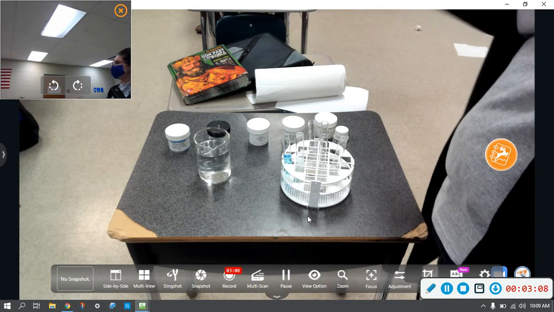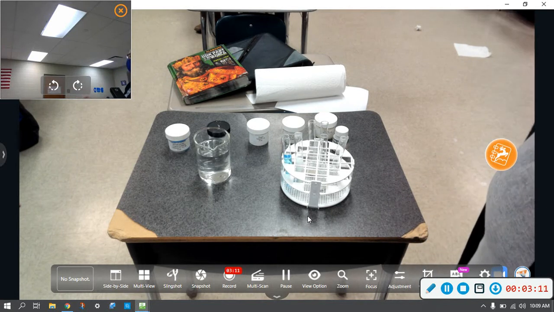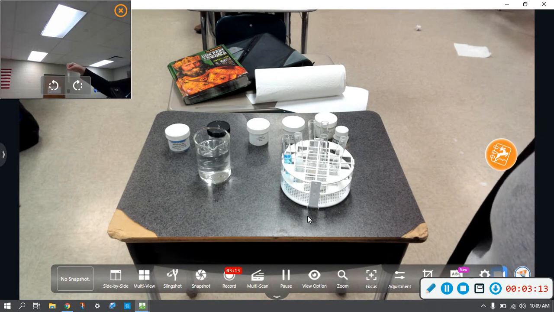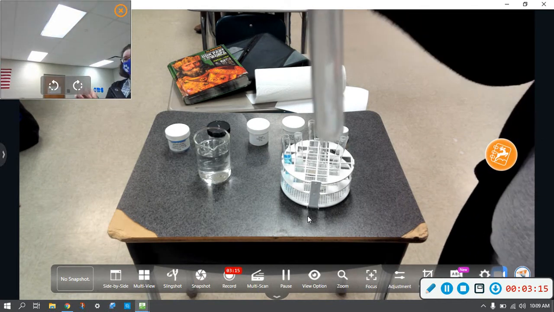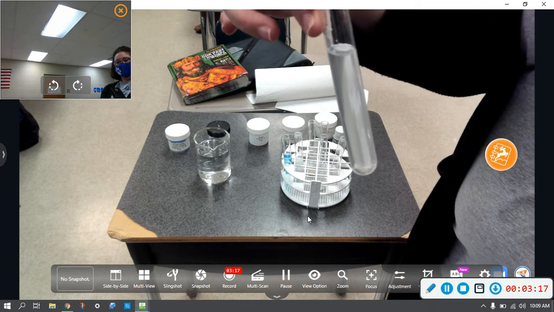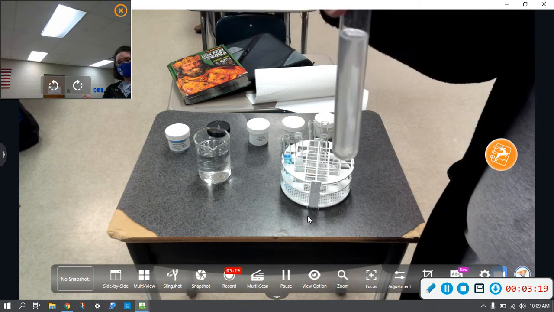What do y'all think will happen to the sugar? You think it'll dissolve? Okay, yeah, you're right. So there's the sugar. It's completely dissolved.